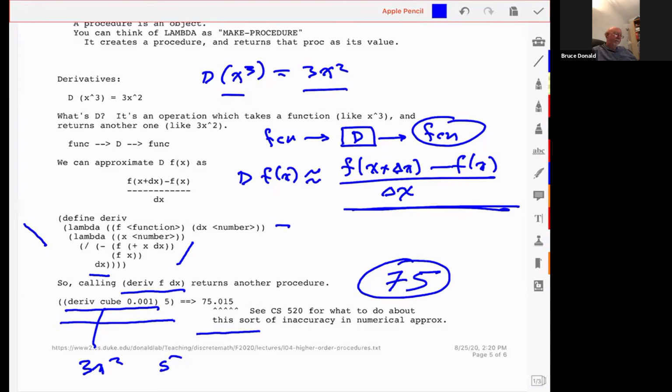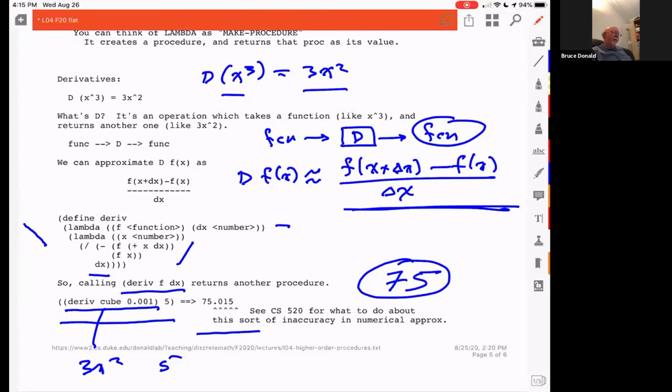What do you think? Have you ever encountered a numerical approximation that wasn't spot on like this before? Yeah, so Riyadh has it right. This is because of the approximation. So basically, this is a good approximation when delta x is small, but there'll be a small error.